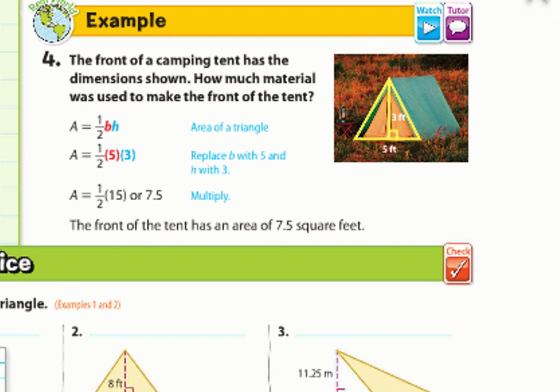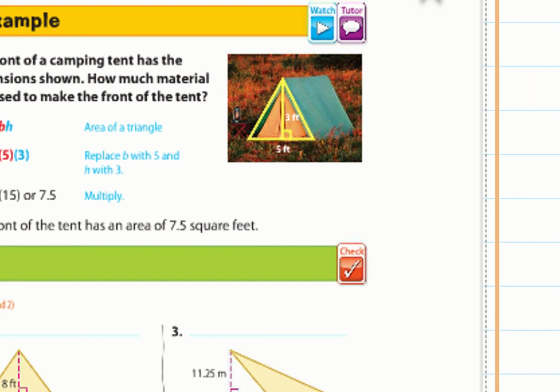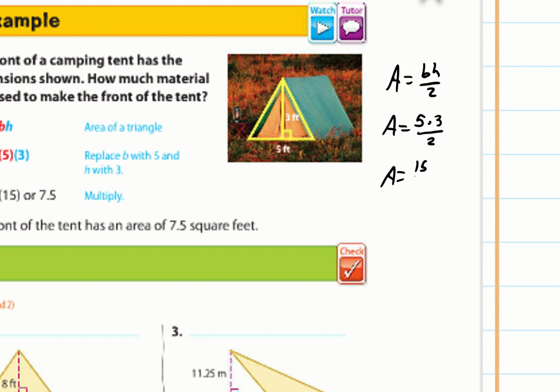Example 4. The front of a camping tent has the dimensions shown below. How much material was used to make the front of the tent? So we're going to find the area. Area equals base times height divided by 2. So the base is 5, and the height is 3. So area equals 15 over 2, and that's going to simplify to 7.5 feet squared, or square feet, same thing.